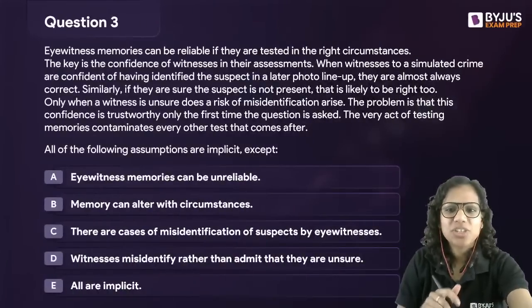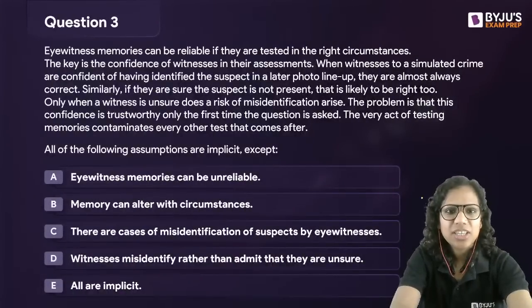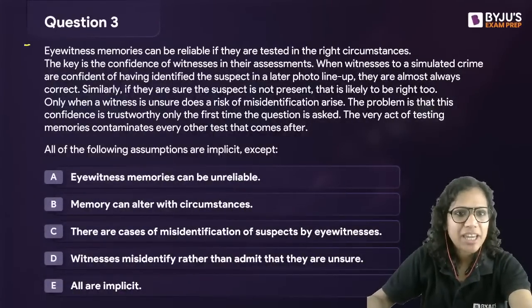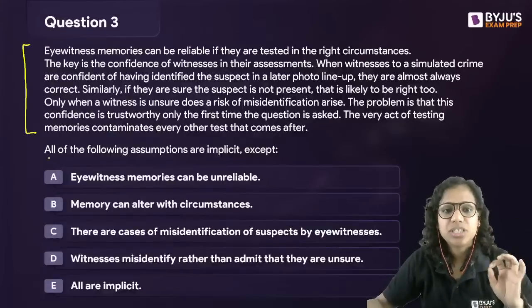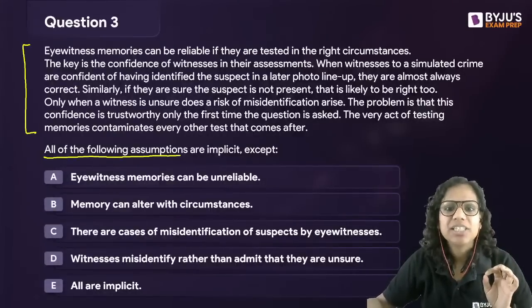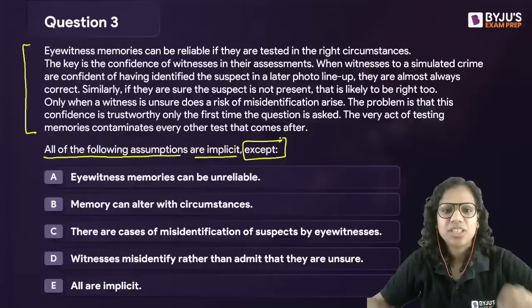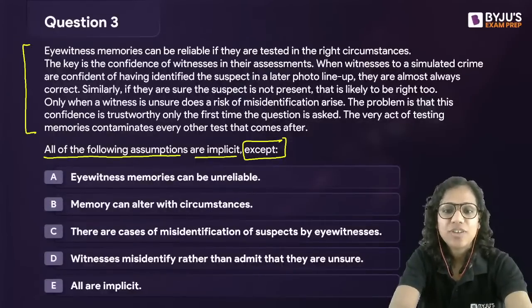Let's have a look at question number 3. So here there is again a paragraph that is given to you. Read the question stem now. All of the following assumptions are implicit except. That means 4 out of these 5 are implicit. You have to find out.